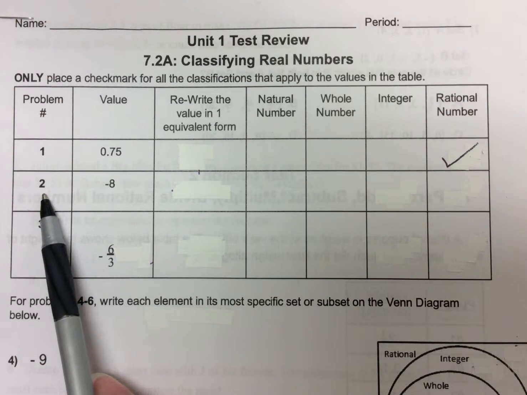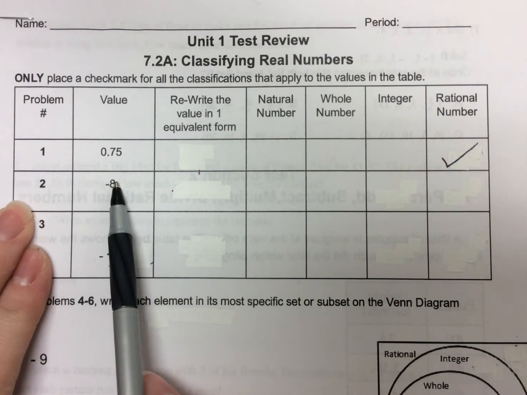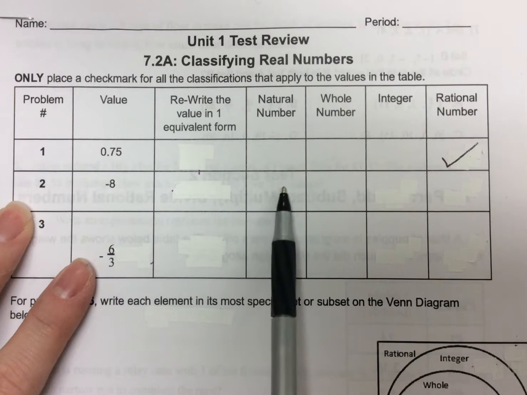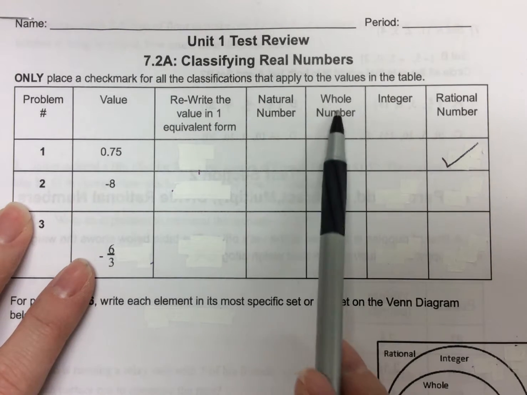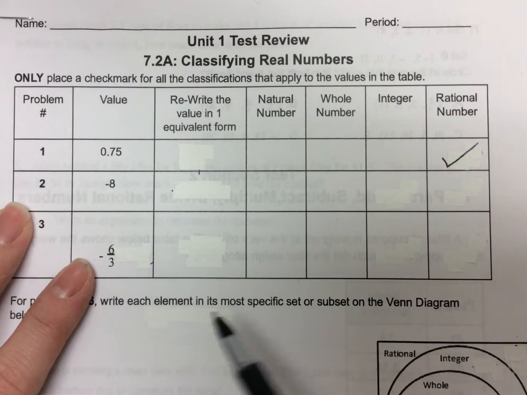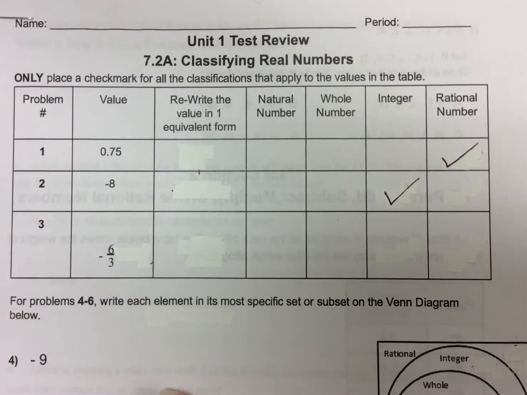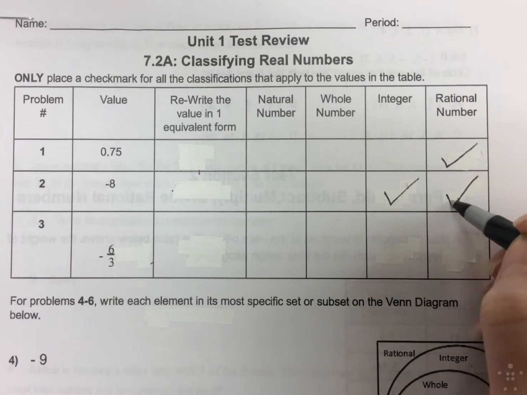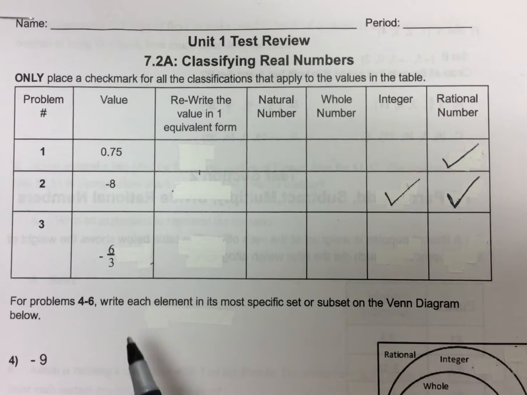If we look at number 2, we have a -8. Natural numbers and whole numbers can only be positive, and a whole number can include 0 as well. Integers can be negatives without fractional parts, and if you check integer, then we need to check rational number as well, because all integers are rational numbers.